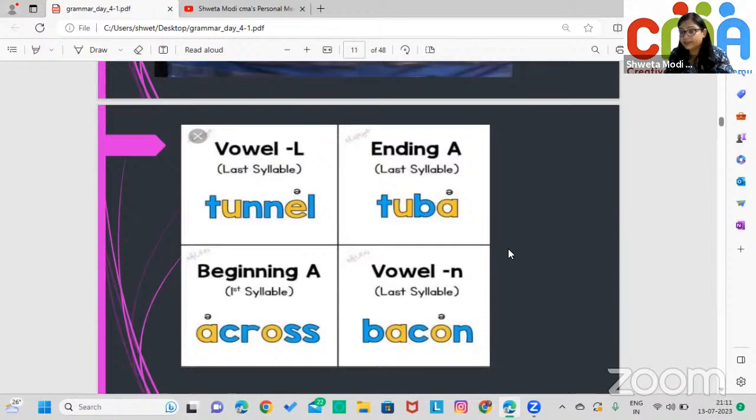So it's beckon. Can you give me any more examples of these EL words, any word ending with A, any word starting with A, and ON words? Please type it in the chat box.